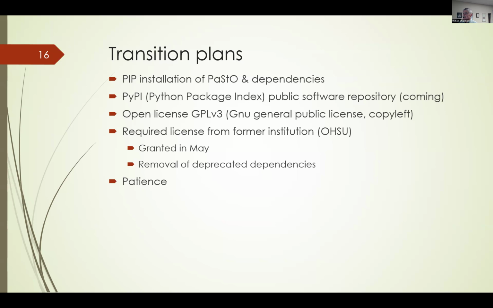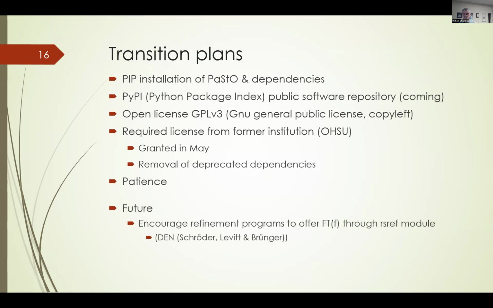Now, there's a very small history of doing something similar. The DEN program that was developed in the Brunger and Levitt laboratories a while back used our algorithm, but I think that they coded it independently.